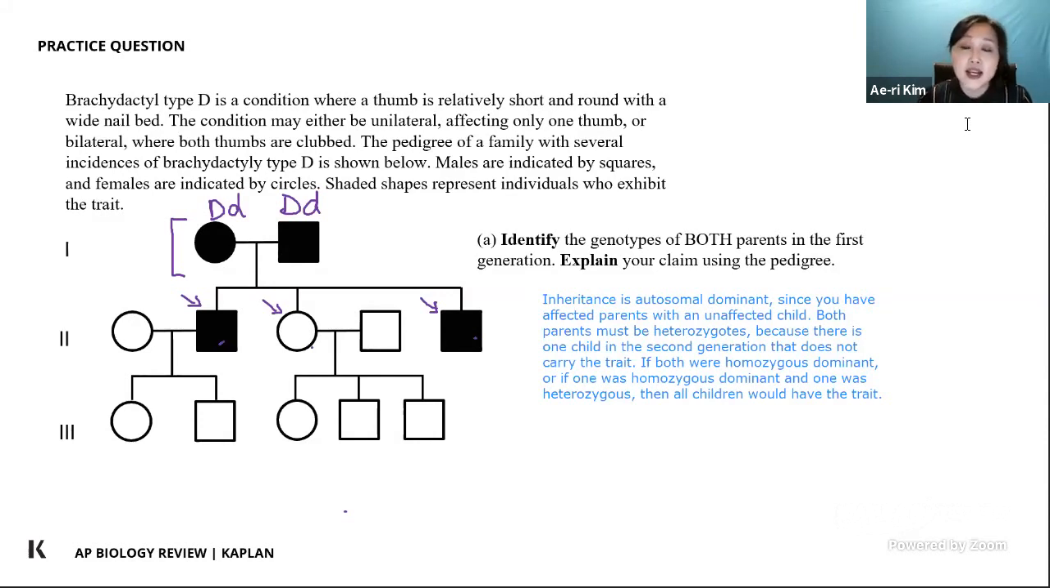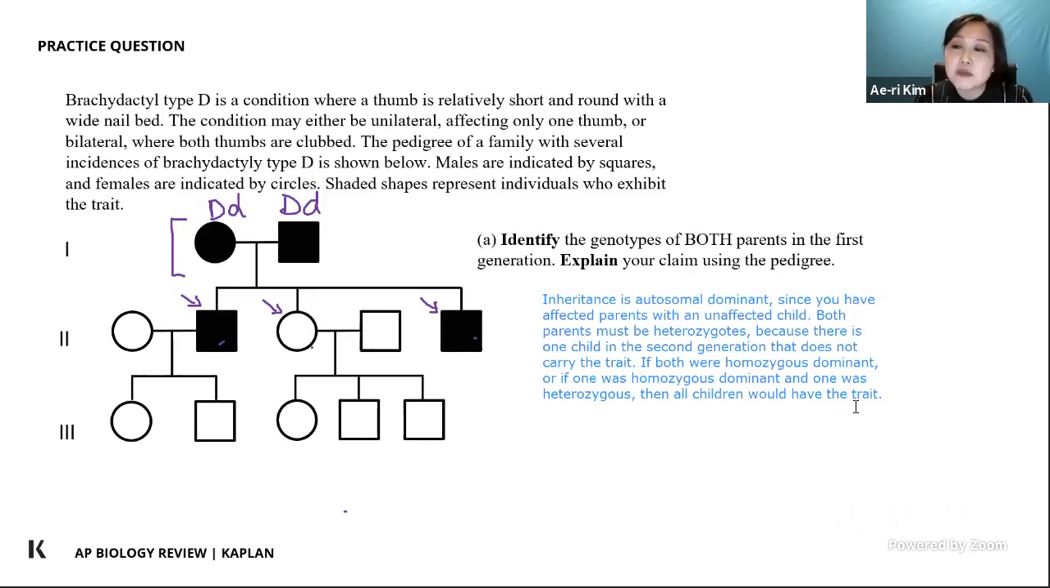Yeah, so remember that, Mia, you can still have the possibility, if you have an affected parent and an unaffected child in generation two, of having children in the third generation that are not affected. Just because it's autosomal dominant doesn't mean that every single generation has to have it. It depends on chance, honestly. Yeah, you know what?